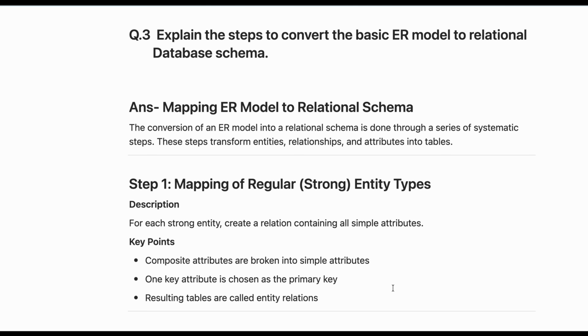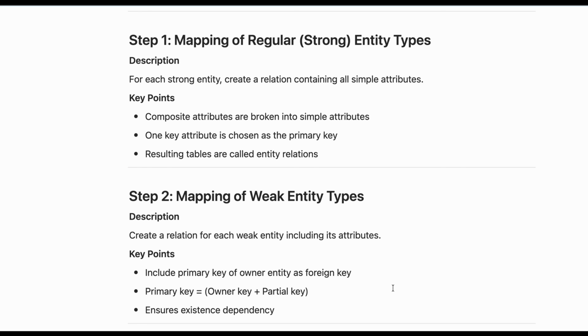Now move to step 2, which is mapping of weak entities. For weak entities, we create a separate table. We include all attributes of the weak entity and also add the primary key of the owner entity as a foreign key. The primary key of this table is a combination of the owner key and the partial key. This ensures existence dependency.